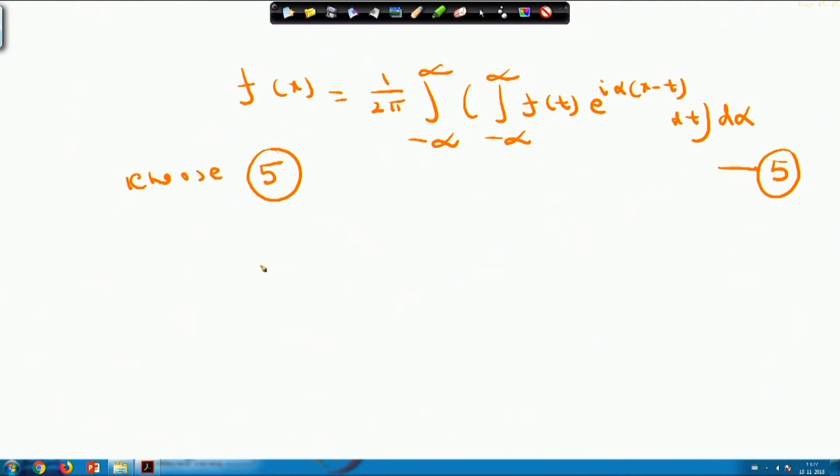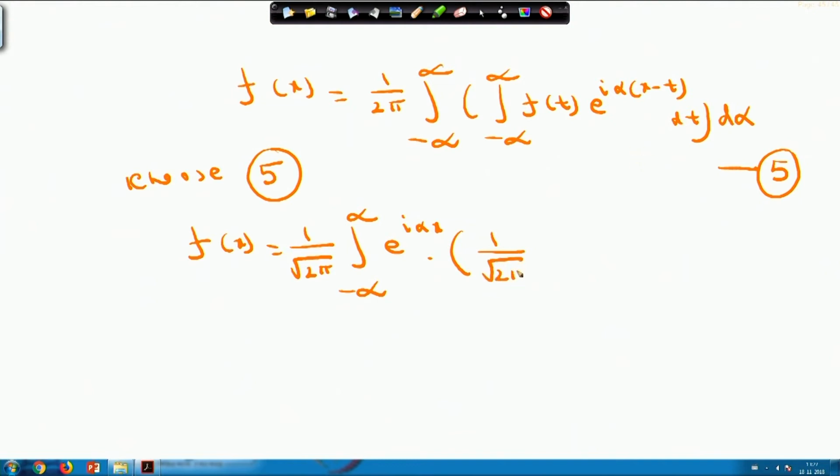If I choose 5, that is your f(x), again I can write like this: 1 by root over twice pi into integral from minus infinity to infinity of e power I alpha x into, I am just breaking it, e power I alpha x, I am bringing it out because it is independent of t.